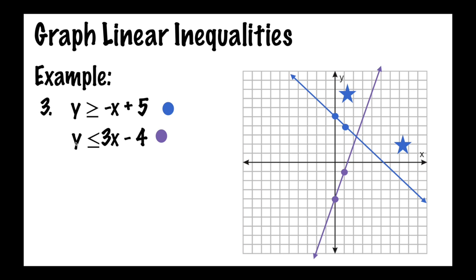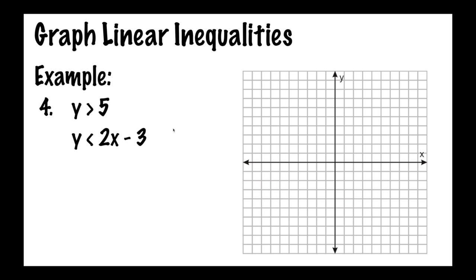And then for my other inequality, it states less than. So it needs to be whatever regions fall below this line here. And that would put us in these 2 different regions. So the region that works for both of those inequalities is going to be this region here. So anything that falls in this region would be considered a solution.